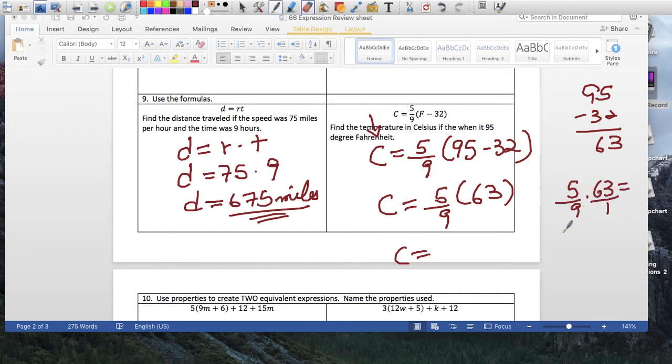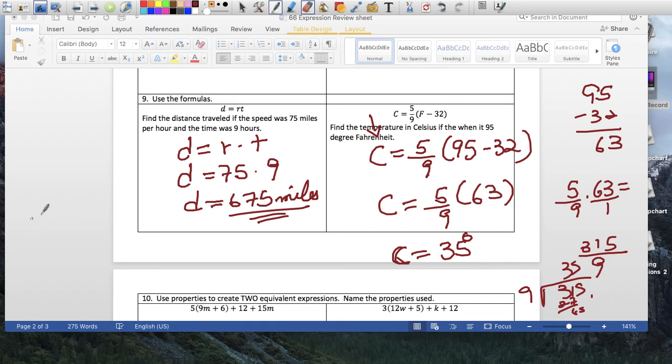You can put the 63 over 1. 5 times 63 is, let's see, 315 over 9, and we can divide that, right? So 315 divided by 9 is 35 degrees Celsius. So if anybody asks you what 95 degrees Fahrenheit is, its equivalent temperature in Celsius would be 35 degrees Celsius. Okay.